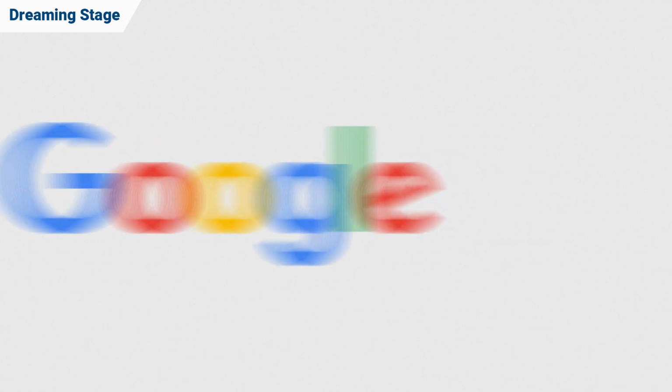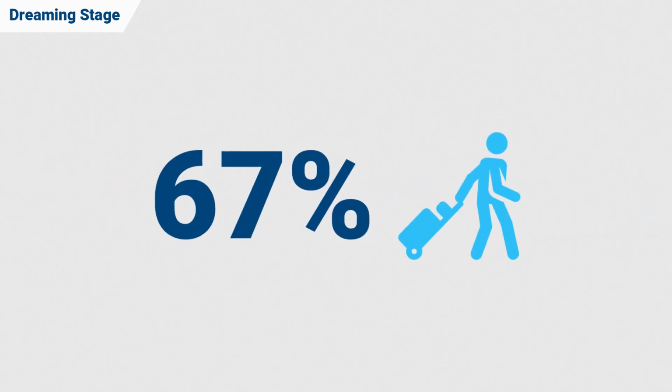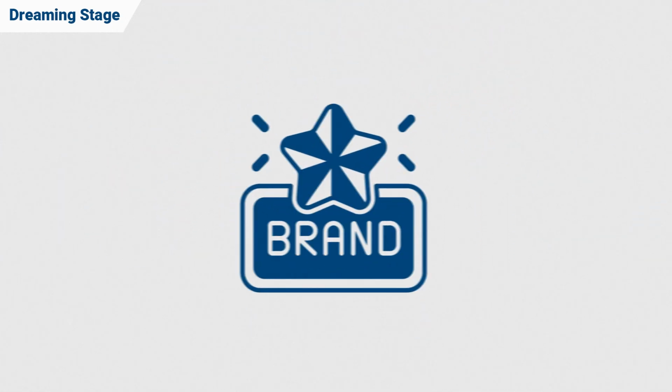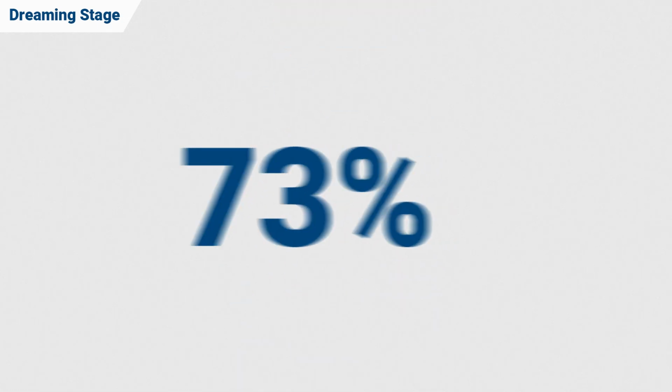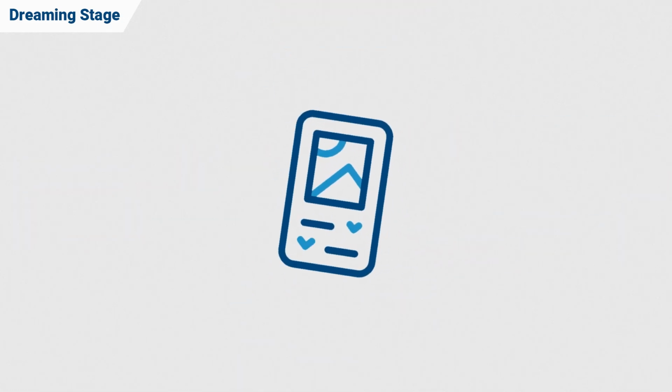In this stage, Google found that 67% of travelers are more likely to book with travel brands that provide relevant information about their destination. 65% of leisure travelers were inspired by online sources, such as travel review sites and social media. And 73% of travelers use social media for travel inspiration, with Instagram and Facebook being the most popular platforms.